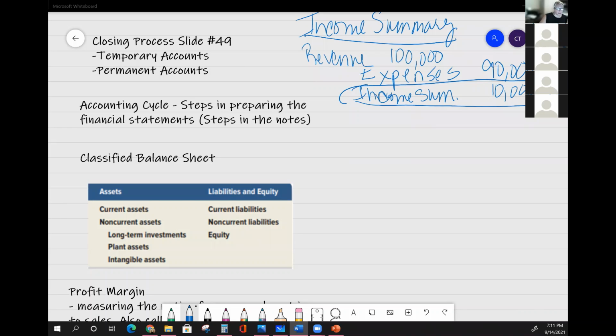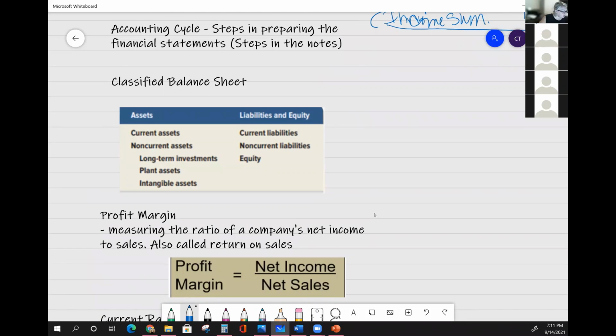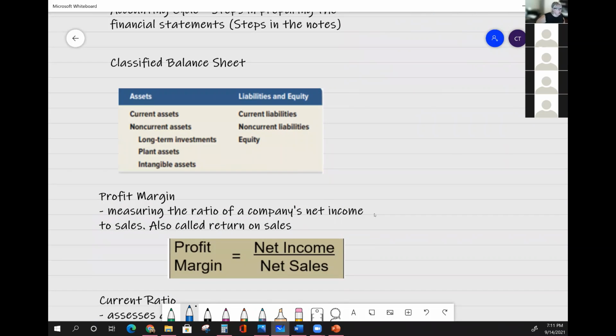So, okay, then we have our classified balance sheet. This chapter talks a little bit about a classified balance sheet. We looked at the balance sheet. We kind of listed out accounts receivable, cash, fixed assets, or equipment, whatever we had. Maybe accounts receivable, maybe notes receivable. We just kind of listed them out.